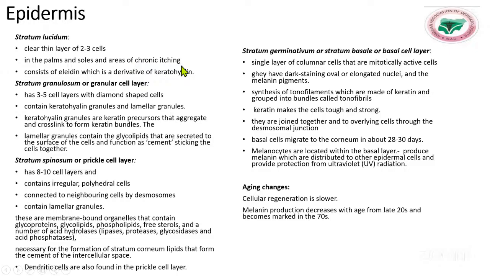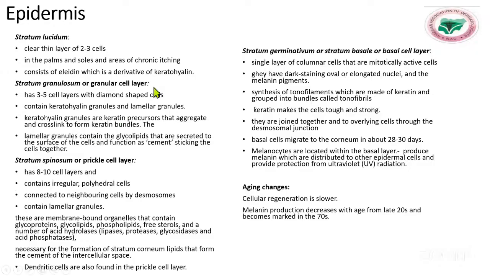In chronic itching, we say there's an infiltration, increase in skin markings and all that. It's actually the stratum lucidum developing in areas of chronic itching that contributes to this increase in skin thickness. The stratum lucidum consists of elastin, which is a derivative of keratohyalin. So it's also a structural element that provides strength.